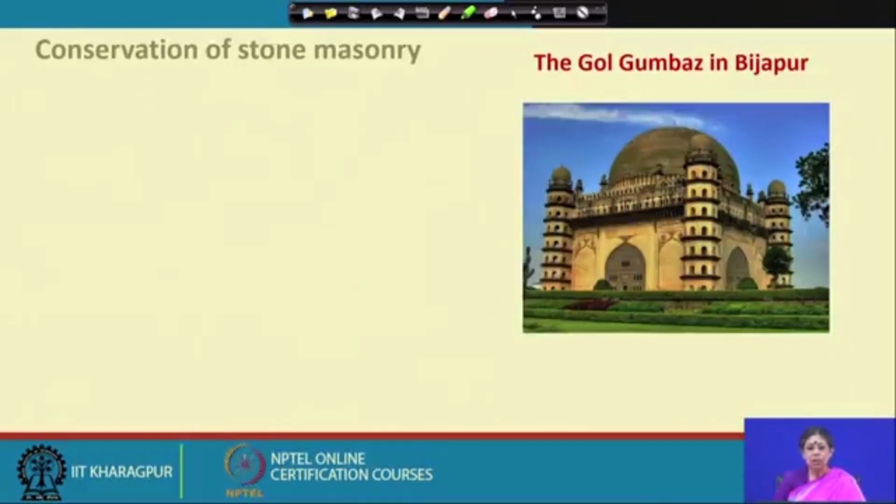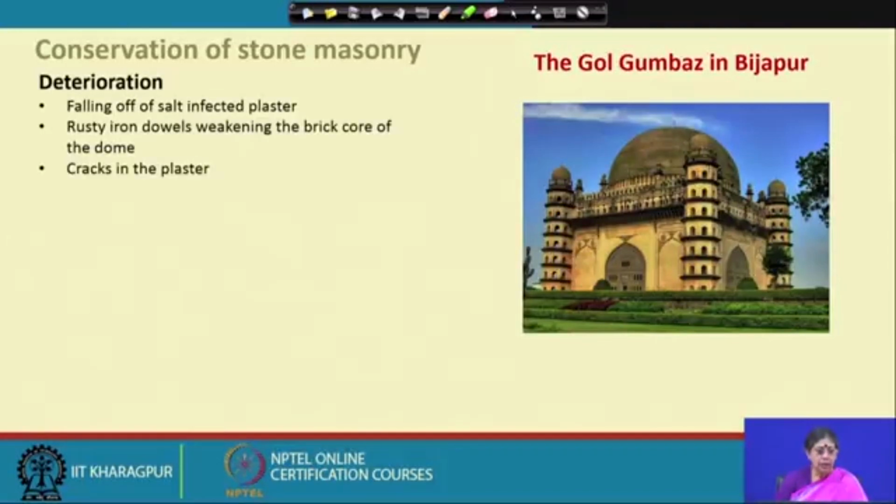Let us talk about the Gol Gumbaj in Bijapur. It is also another very interesting structure known for its dome and the acoustic property of the dome. Let us see what types of deterioration happen in Gol Gumbaj. First of all, falling of the salt infected plaster and the rusty iron dowels weakening the brick core of the dome. It is a masonry structure of brick, and there are cracks in the plaster.